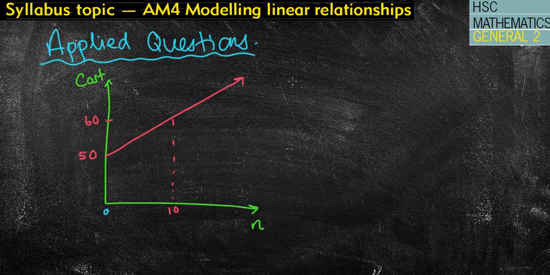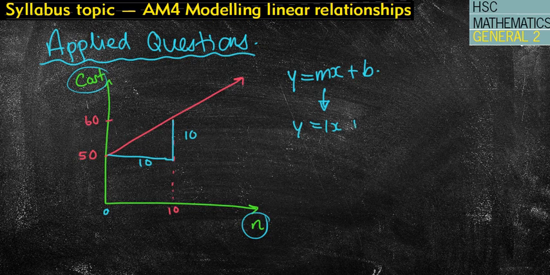Or of course I could ask you to find the equation in terms of y equals mx plus b, but you wouldn't have the y and the x because you don't have a y and x axis. You have a C and an N axis for this question. You'd still have to do the same sort of things, like finding the gradient, rise over run, which would be 1 in this case. And then my b in this case would be 50, but I'd replace the y with C, and we'd have 1n plus 50.